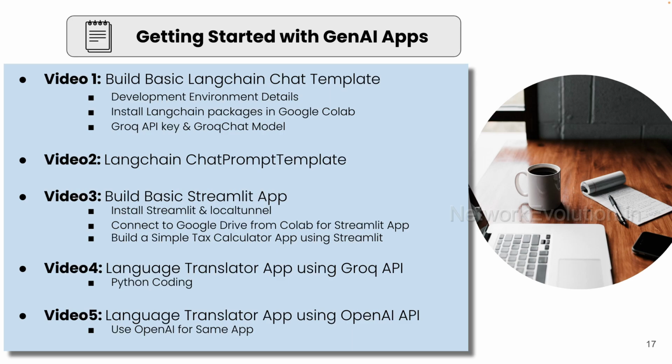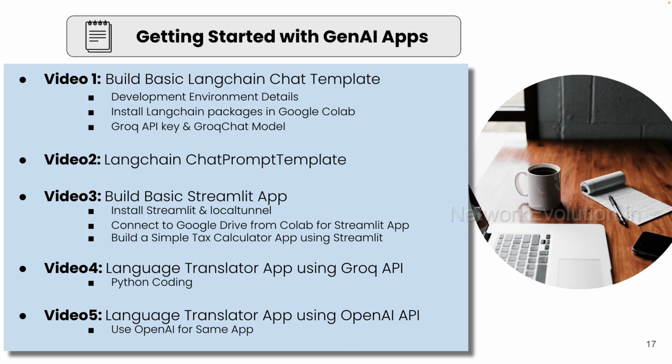Here we need to install Streamlit and local tunnel. The local tunnel is needed only if you are running the code from Google Colab, and Streamlit requires a separate Python file to run the app. So we'll be using Google Drive for storing our code. So we'll see how to connect to Google Drive from Google Colab for running the Streamlit app.